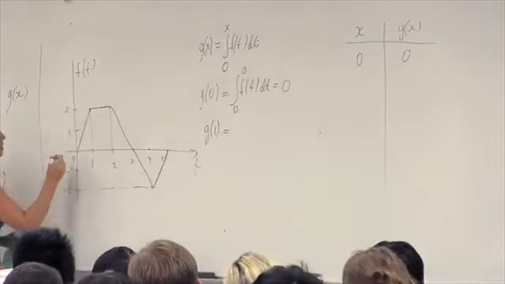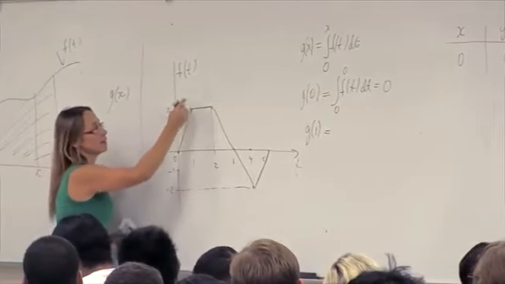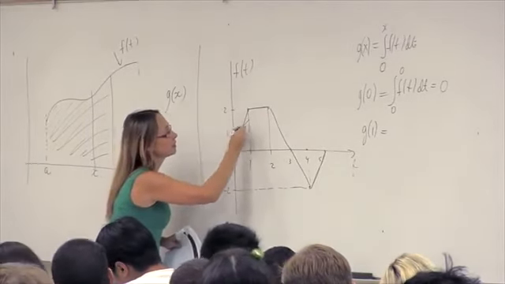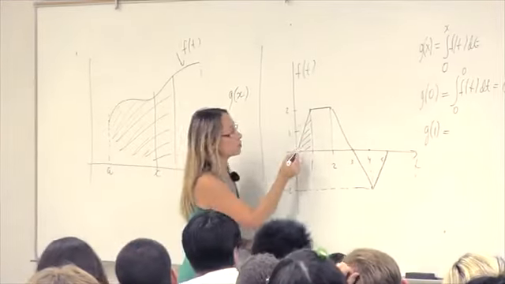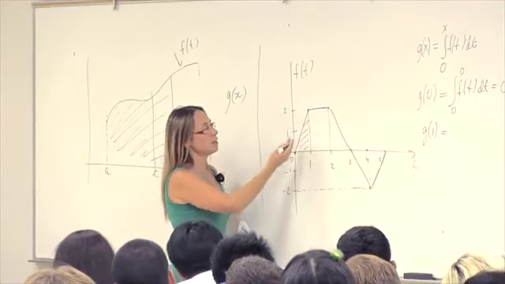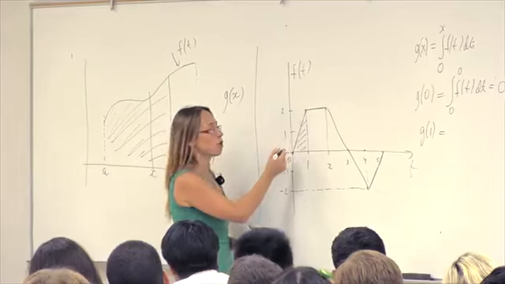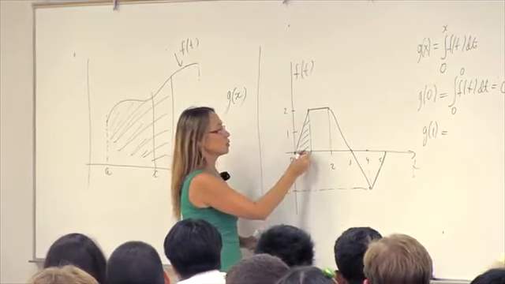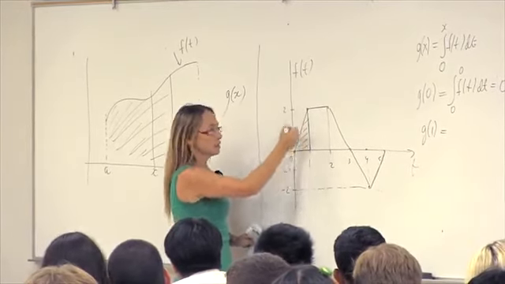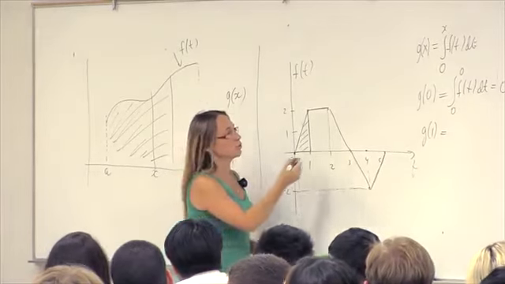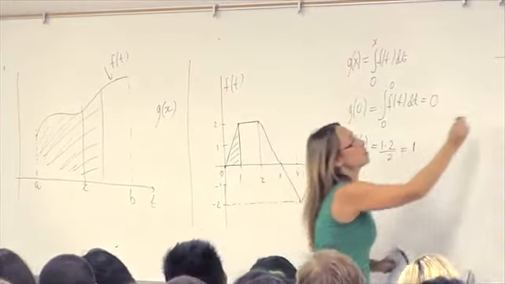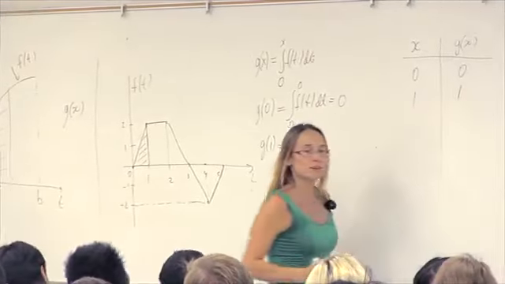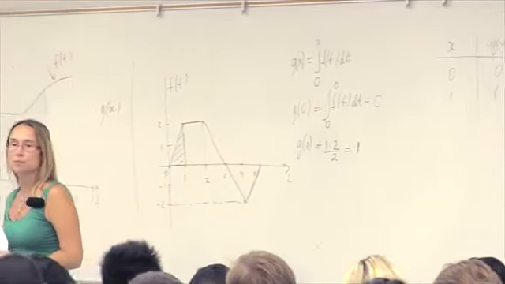Now g of 1. How do I calculate that? I start at 0, and I cut it here, and evaluate this area, right? What's it equal to? Because my function is so simple, I can just figure it out from the geometry of it. The base is 1, the height is 2, and it's a right triangle. So this is equal to 1 times 2 over 2 is 1. So I could put here the first value of 1. Questions?